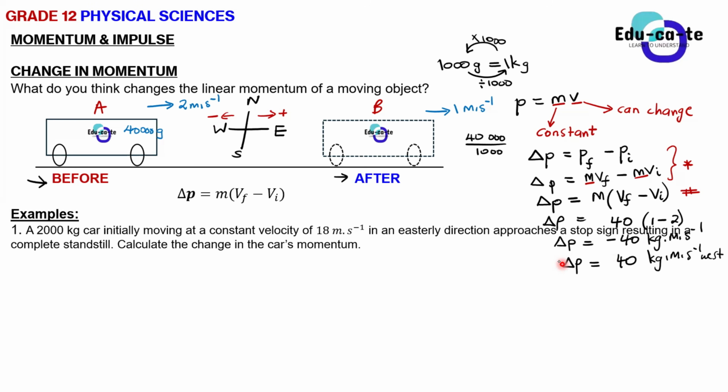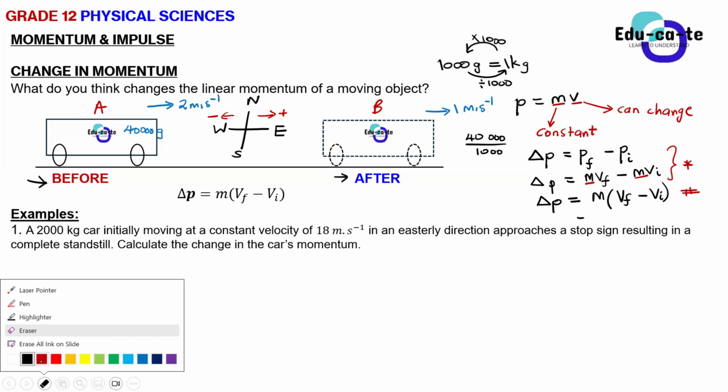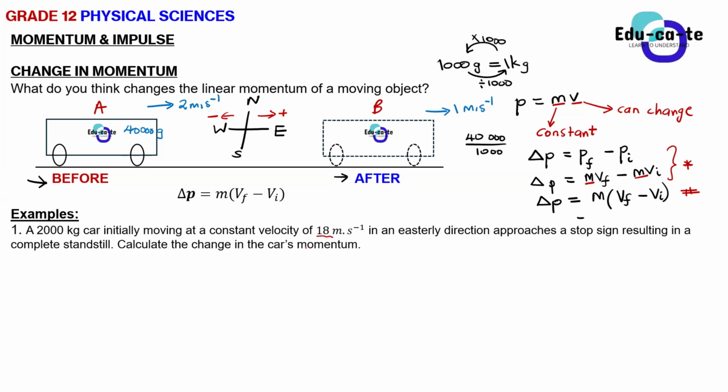Awesome. Okay, so I'm just going to erase this. I think you saw what happened when you did this problem on your own. So to open space, I'm just going to erase. Can everyone see the question clearly, example number 1? Here we have a 2,000 kilogram car initially moving at a constant velocity of 18 meters per second in an easterly direction, and it approaches a stop sign, resulting in a complete standstill. Calculate the change in the car's momentum.